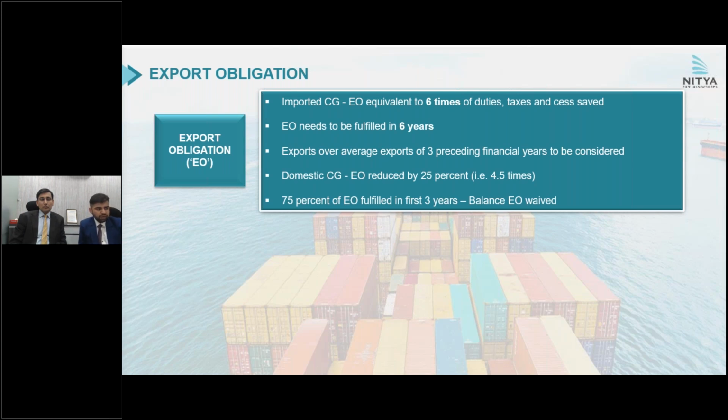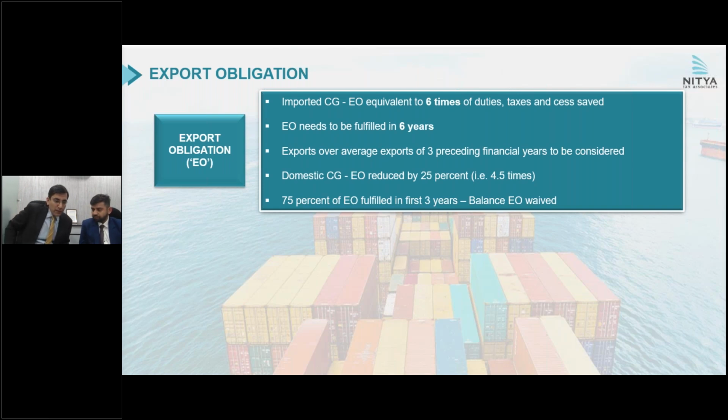It is important to note here that if a manufacturer fulfills 75% of the EO within the first 3 years, then the balance EO will be waived. In that case, that person need not fulfill any EO in the subsequent years.